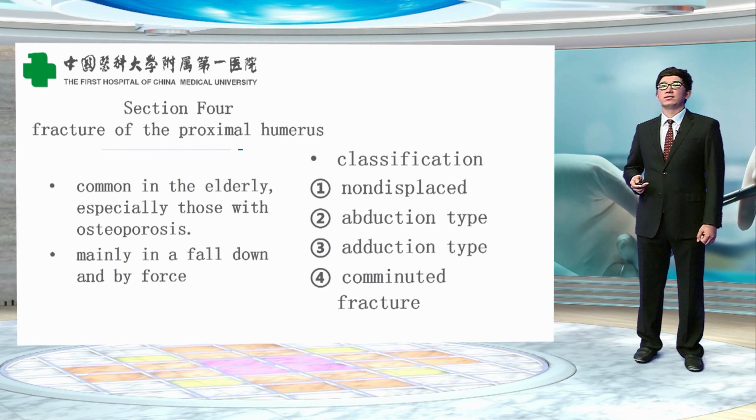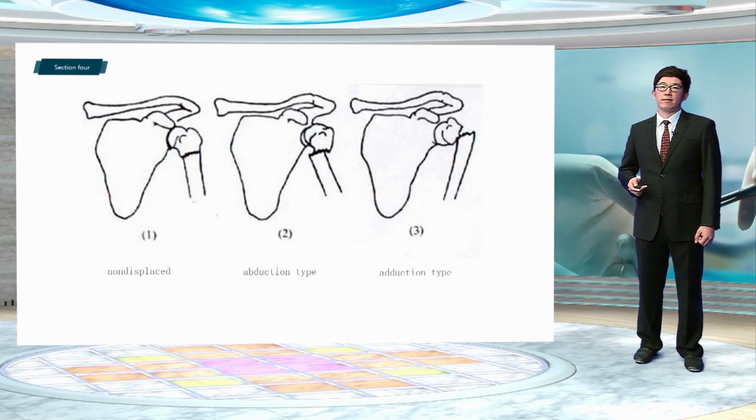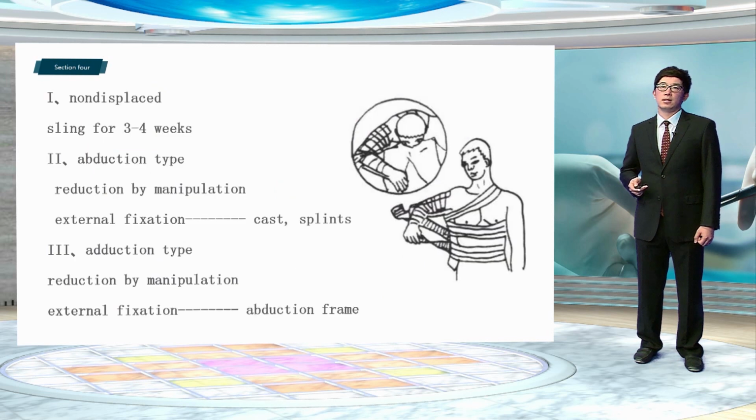Section 4 is the fracture of the proximal humerus. It is common in elderly people, especially those with osteoporosis, mainly from a fall. For the classification, the first type is non-displaced, the second is abduction type, the third is adduction type, the fourth is comminuted fracture. These 3 pictures show the non-displaced type, abduction type, and adduction type.